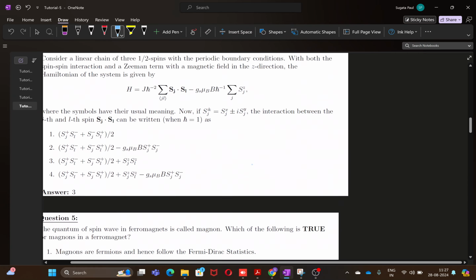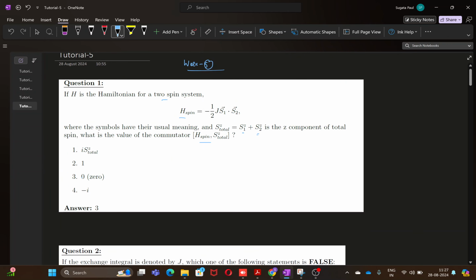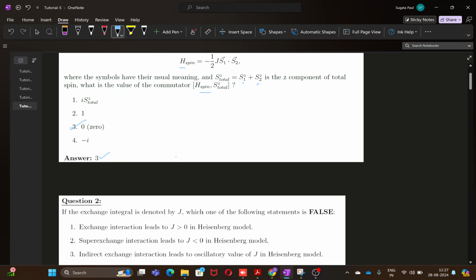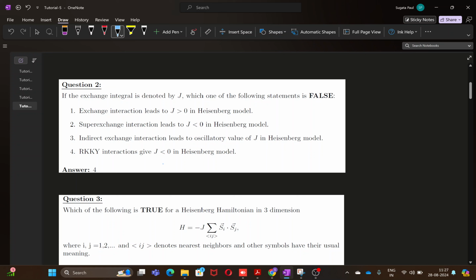So let us go back and tick mark the answer. This is option number 3. We have calculated correctly that our answer is 0 from the commutator bracket. So hopefully this is clear. Then let us move on to question number 2.